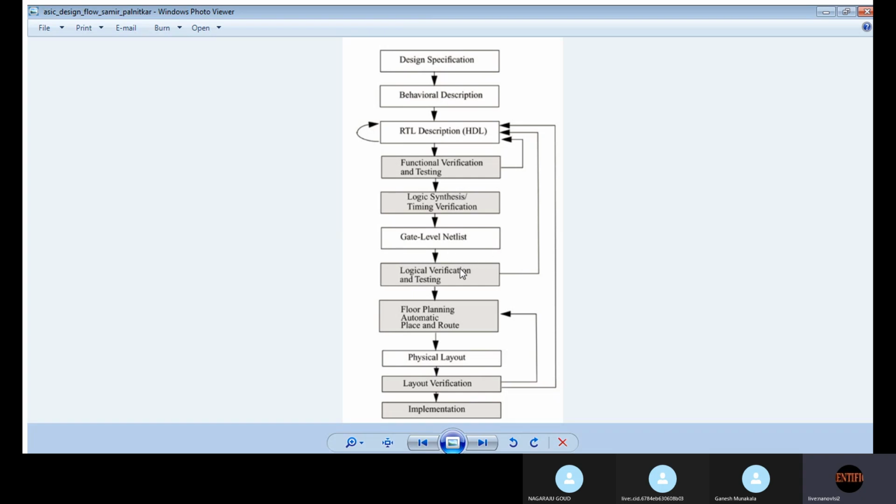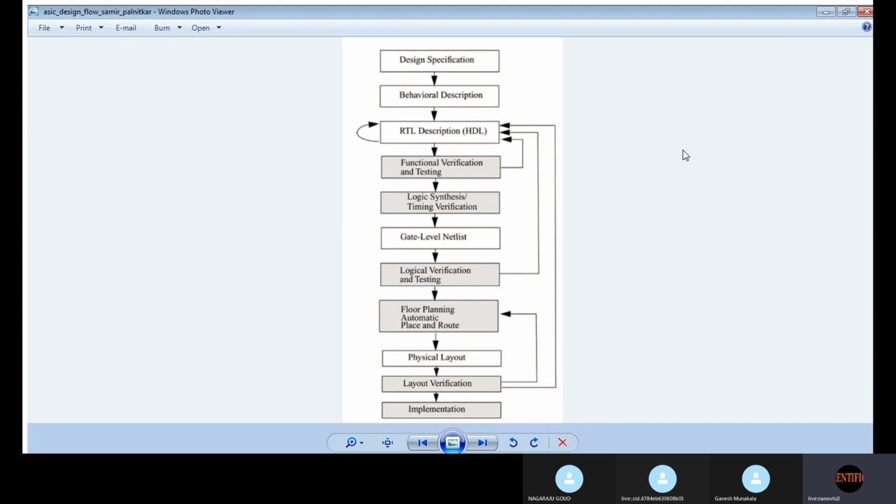After that, again you have to do the logical verification and testing. After testing, you have to do the floor planning. The required area is only x by z mm, say 2 mm by 2 mm, and in that particular area you have to fix your IC. That is what is called floor planning. After floor planning, you will be doing the placement and routing.